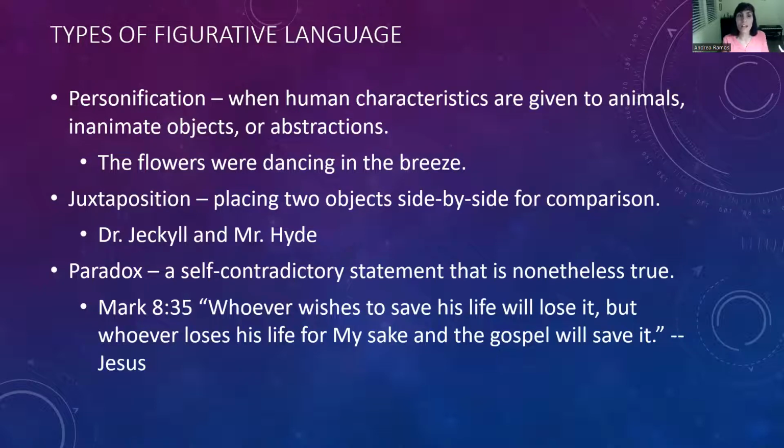And so we ascribe the human trait or characteristic of being able to dance to the flower and the wind because its movement is similar to that. And that's a very poetic way to describe things.